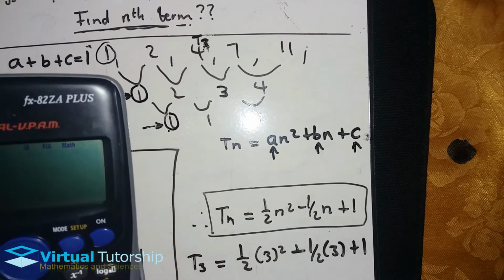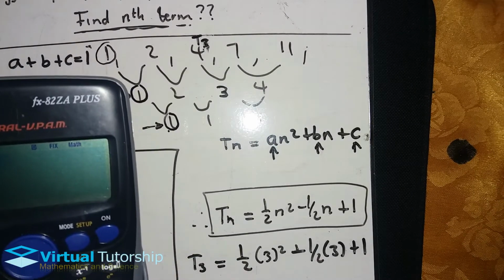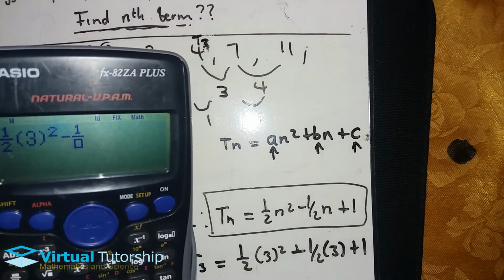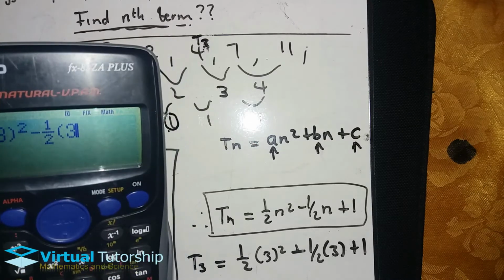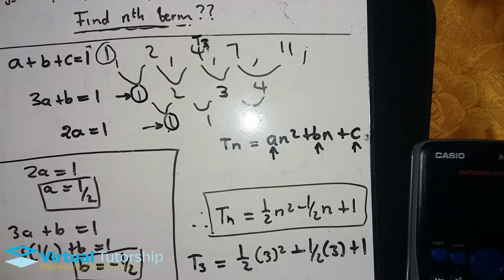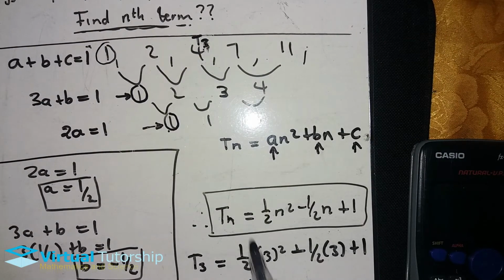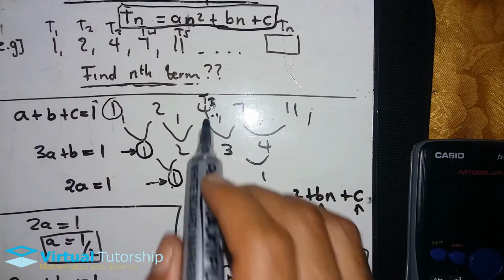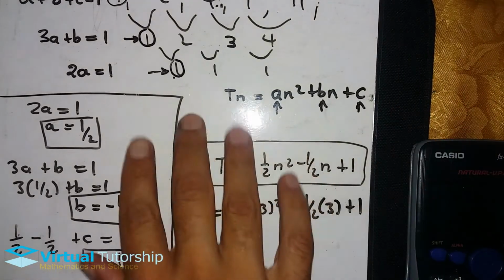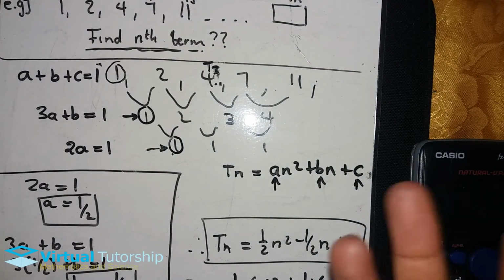Ngizothola ukuthi it's half times 3 squared minus half times 3 plus 1 is equal to 4. Is equal to 4, and the T3 wam is equal to 4. So ungasebenzisa this formula calculate any value ekhona kule sequence. Mhlambe bangathi calculate the 100 term.